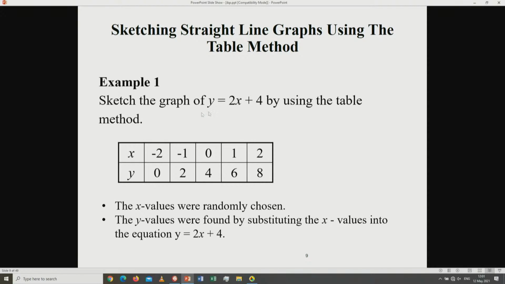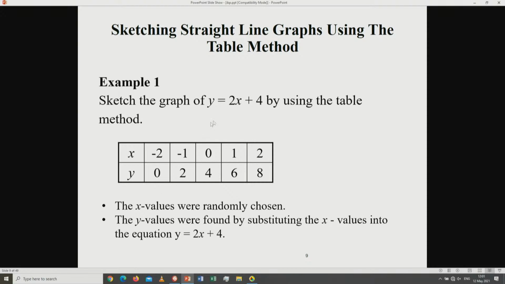The question says sketch the graph of y equals 2x plus 4 by using the table method. Okay, right, now we've got that independent. I selected 2 values on the left hand side of 0 and 2 values on the right hand side of 0. If these are the independent, now for the dependent one, to get y, you just substitute minus 2 into the equation, then you get the y.